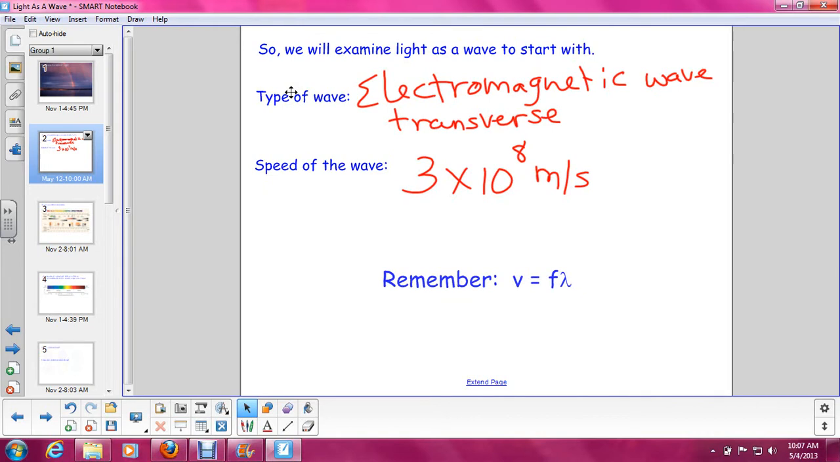So remember, velocity can be equal to the frequency of a wave times its wavelength. And this number is going to be constant for us. And if that number is constant for us in a vacuum, that means the frequency and the wavelength need to change together in tandem. So what do I mean by that? Well, what I mean is if the frequency of this wave increases, the wavelength has to decrease by the same amount in order for the velocity to stay the same.